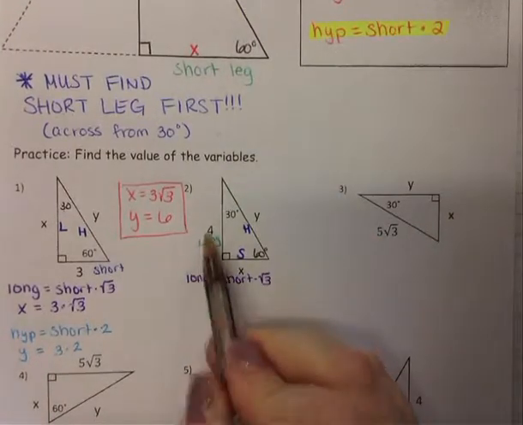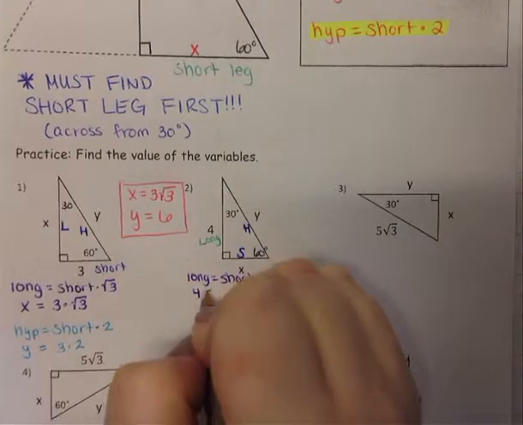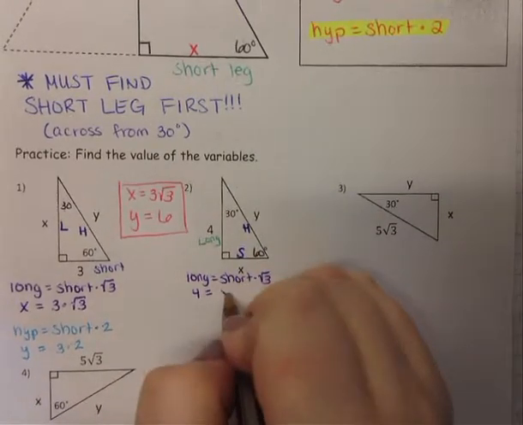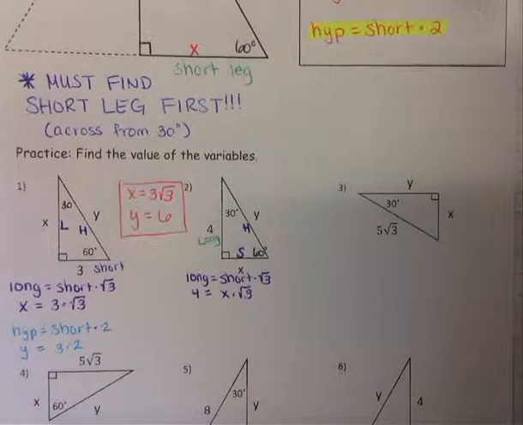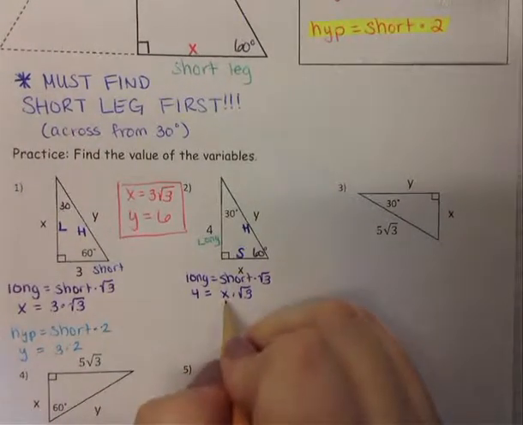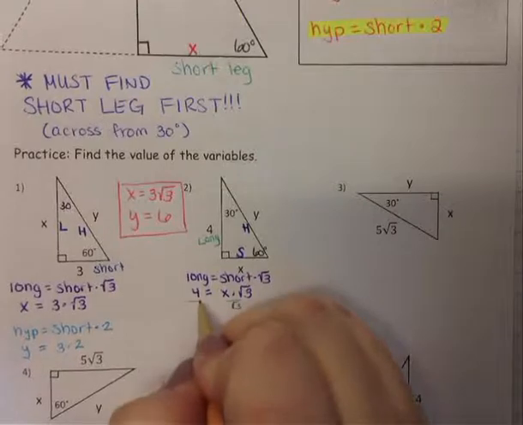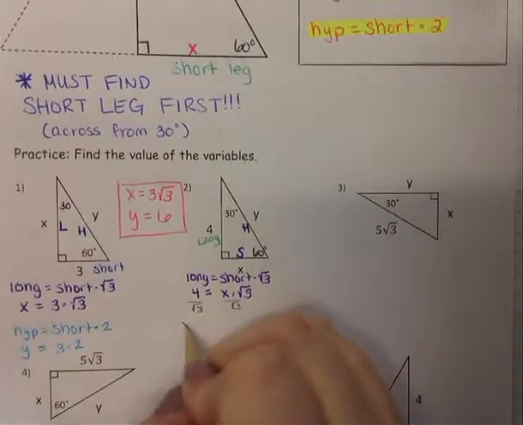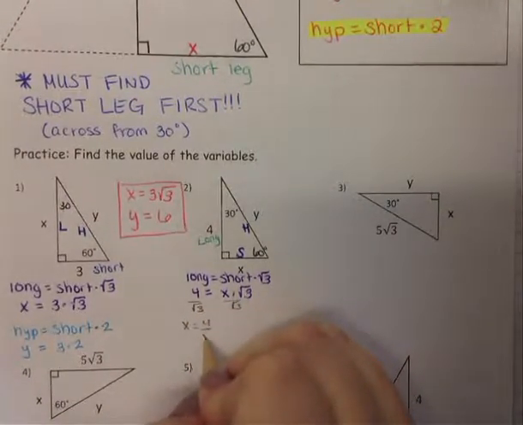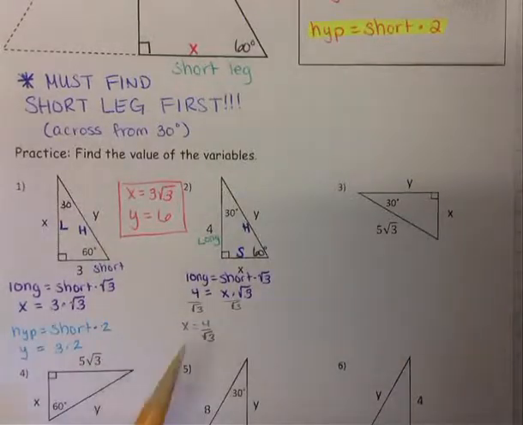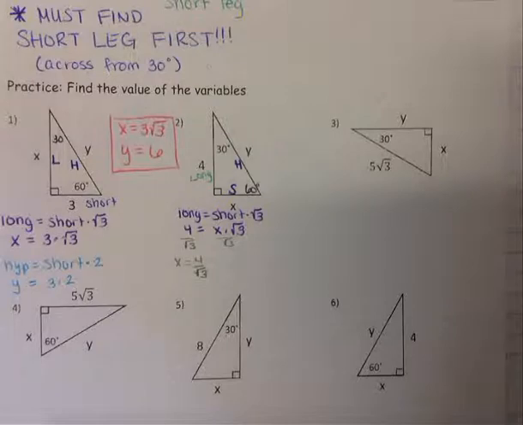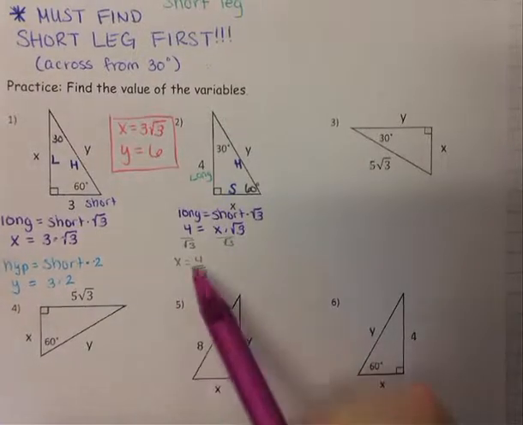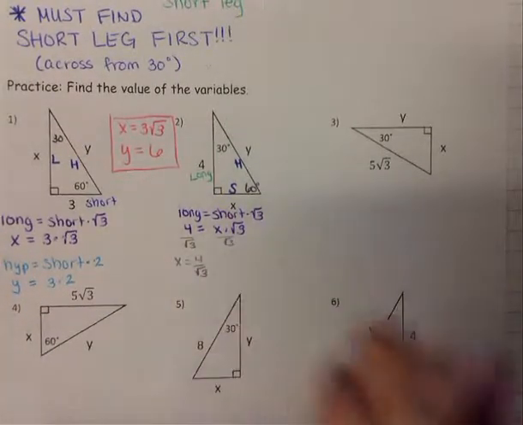So our long leg is represented by the 4, our short leg is represented by the x, times the square root of 3. I need to solve for x by dividing by the square root of 3. So we have x is equal to 4 divided by the square root of 3. So again, as always, we cannot leave a radical in the denominator, and there's nothing that it can simplify with from the numerator. So this is when we need to rationalize.